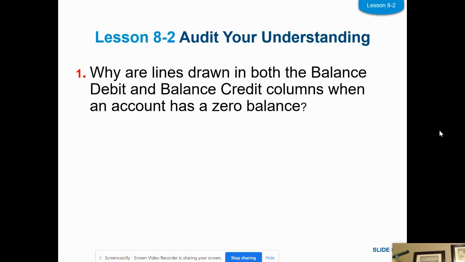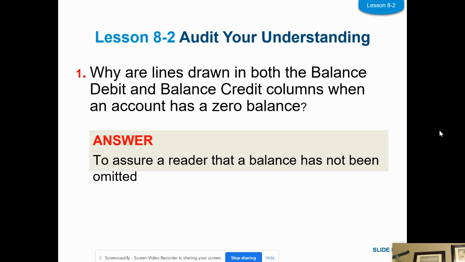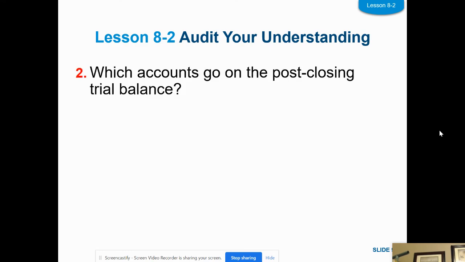Why are lines drawn in both the balance debit and balance credit columns when an account has a zero balance? A little review here: to assure the reader the balance has not been omitted. We didn't forget. We're being very deliberate to show that there's a zero balance.